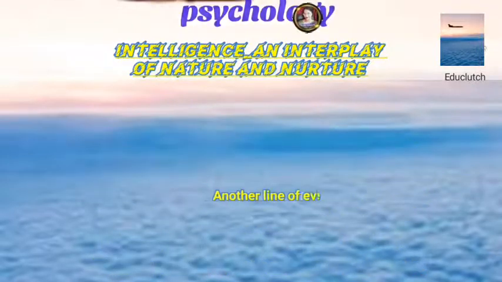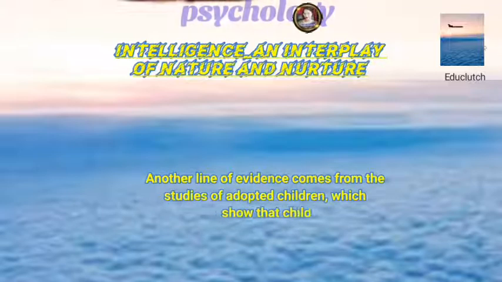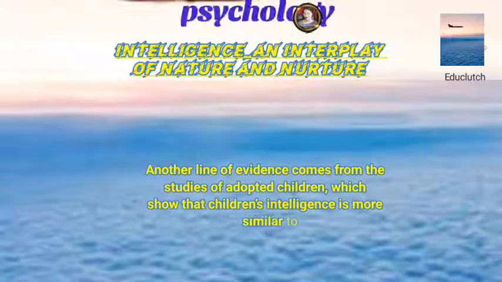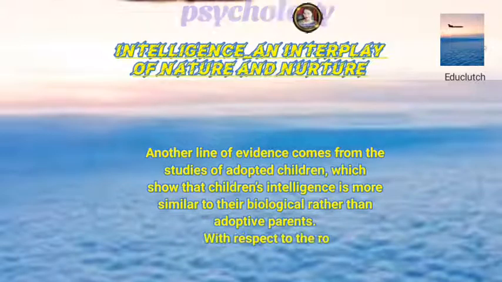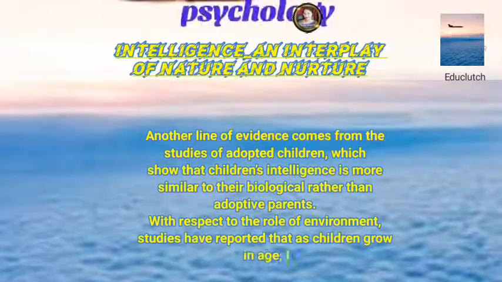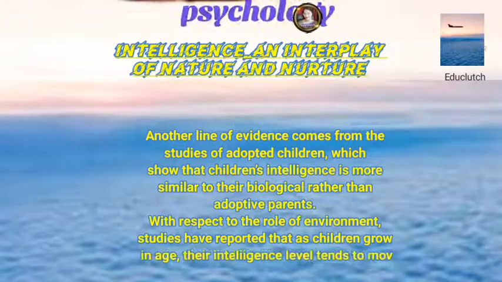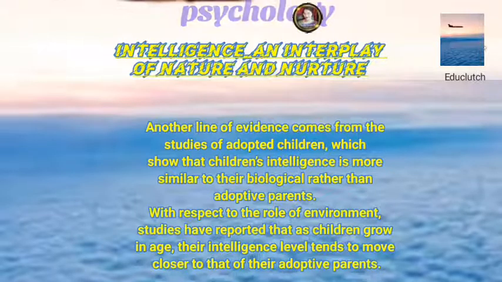Another line of evidence comes from the studies of adopted children, which show that children's intelligence is more similar to their biological rather than adopted parents. With respect to the role of environment, studies have reported that as children grow in age, their intelligence level tends to move closer to that of their adoptive parents.